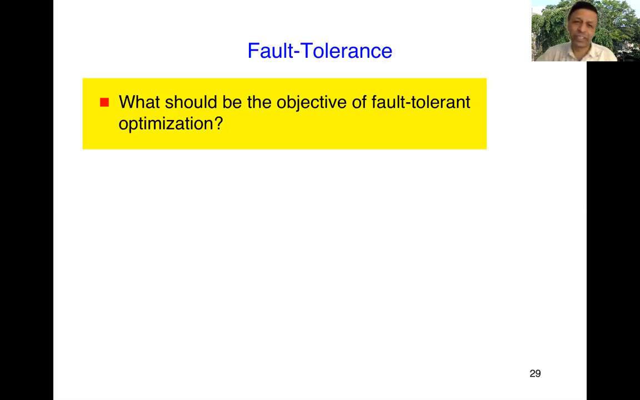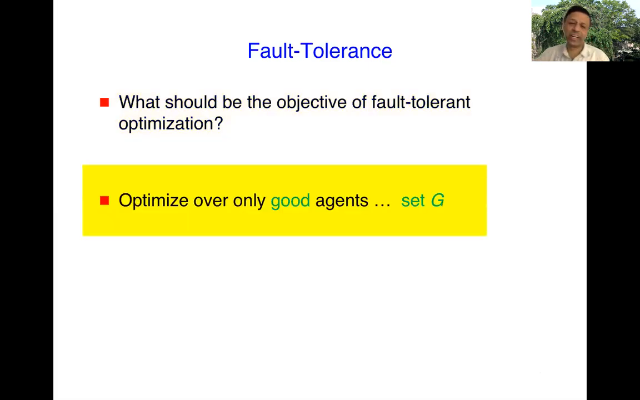And that brings us to this question: what should be the objective of fault tolerant optimization? So when we started working on this several years ago now, there wasn't a formulation of this problem. And so we decided that this was a good objective for fault tolerant optimization. So we set out initially to optimize the cost of all the agents, the aggregate cost of all the agents. But now some of the agents are allowed to be compromised or faulty.